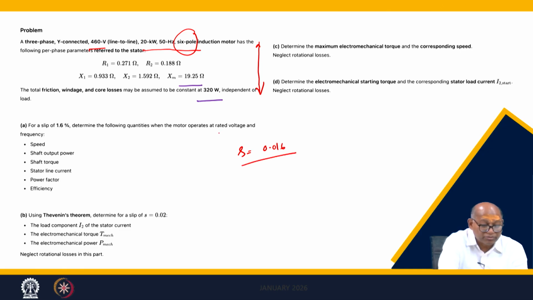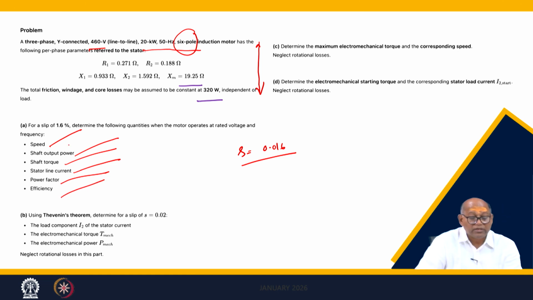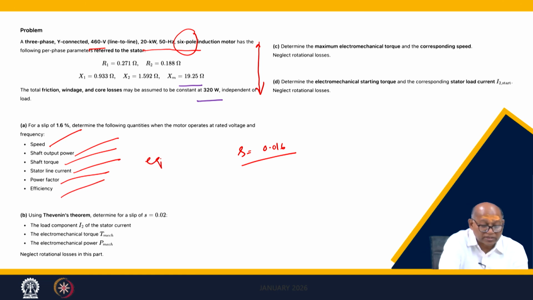The following quantities have to be calculated. What is the speed? What is the shaft output power, shaft torque, stator current, power factor, efficiency? All these things should be calculated. This will all be calculated from the equivalent circuit.